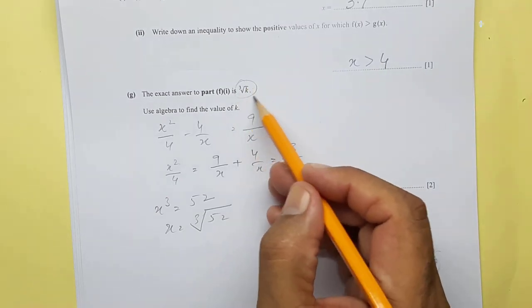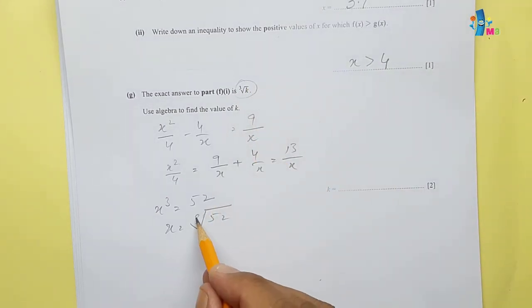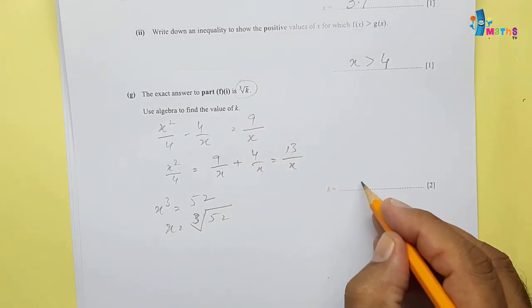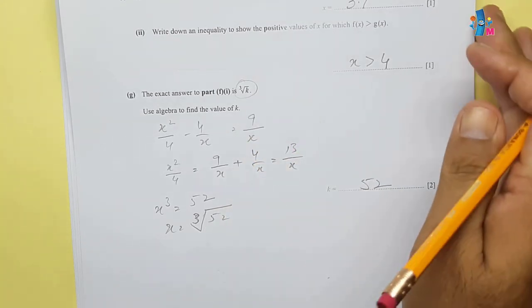Basically they are writing this in the form of a cube root. So k is under this root, so 52 will be the value of k.